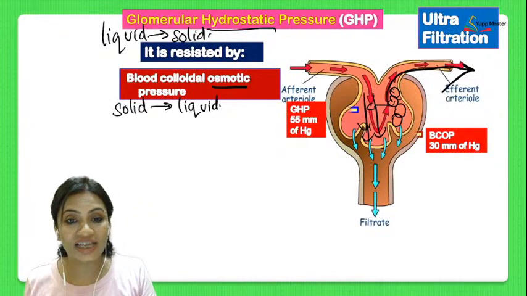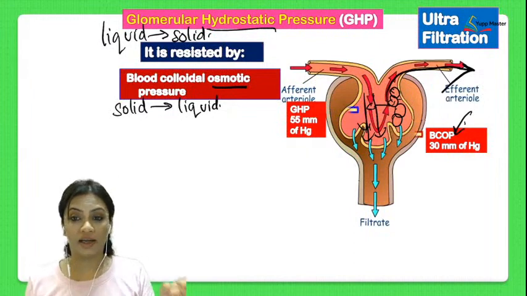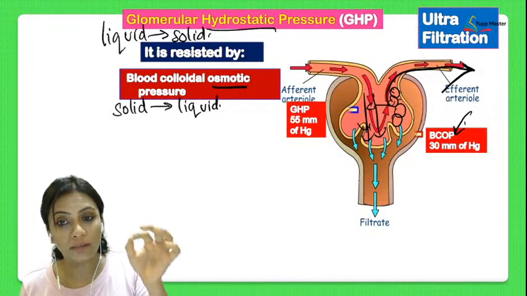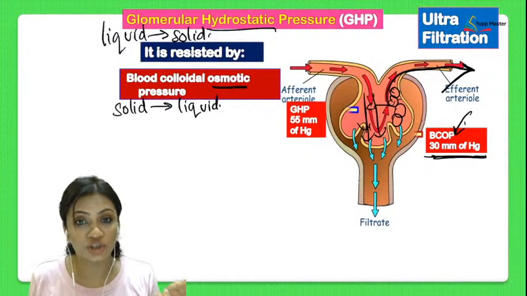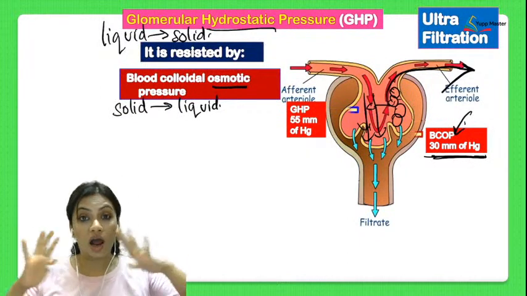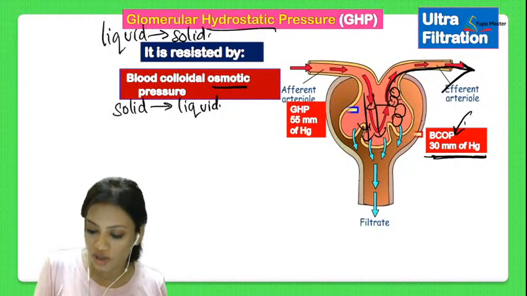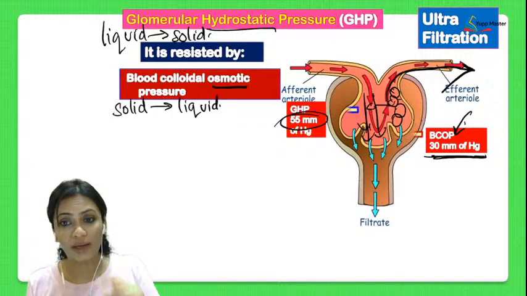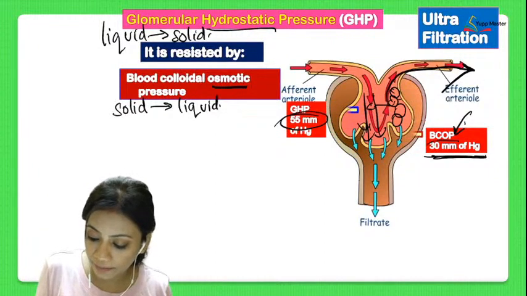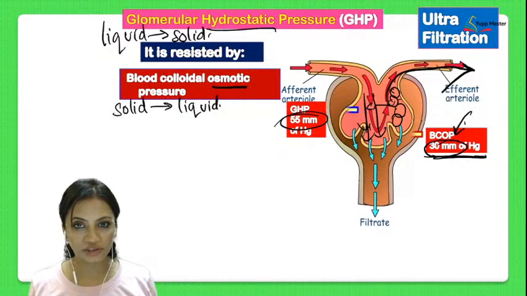And how much is that blood colloidal osmotic pressure? I'll call it BCOP. Can you see that here? Blood colloidal osmotic pressure, BCOP. How much is it? It is 30 mm of Hg. I told you the largest pressure was the first one, the big boy in the classroom. How much? It was 55 mm of Hg. Resisting it is one boy who is going to be putting a pressure of 30 mm of Hg. Then one more pressure is there too for resistance.